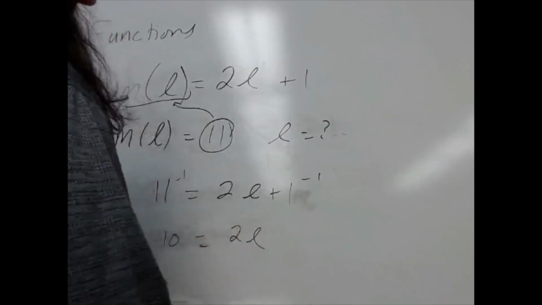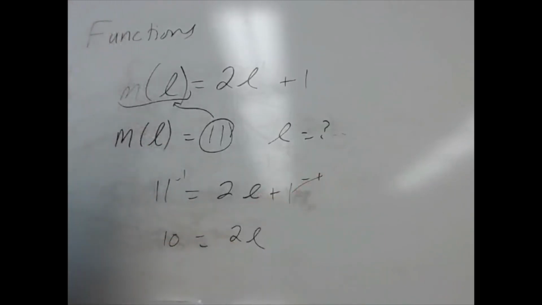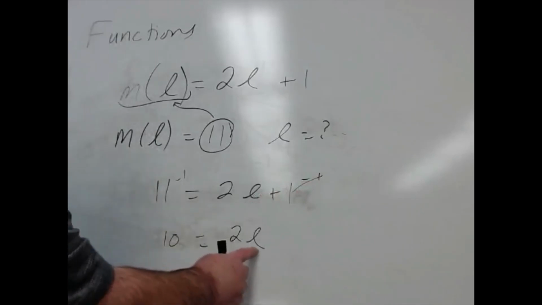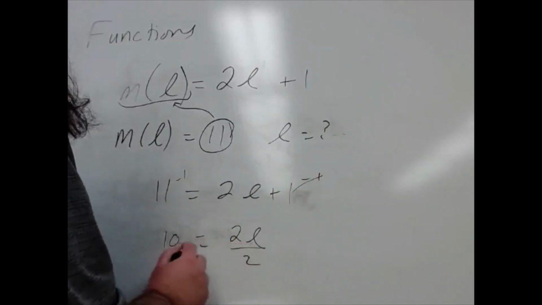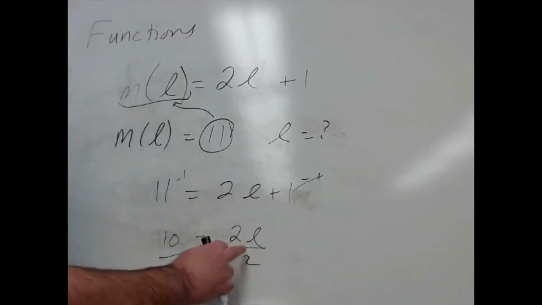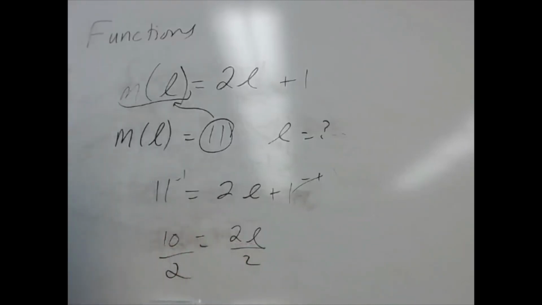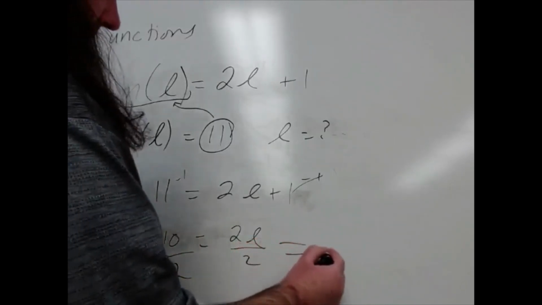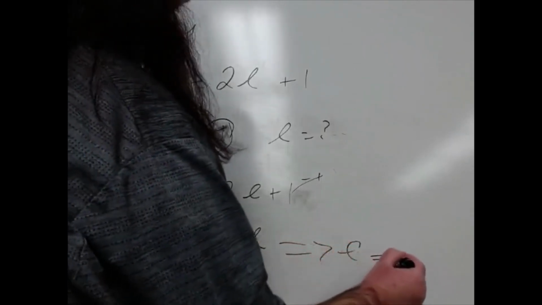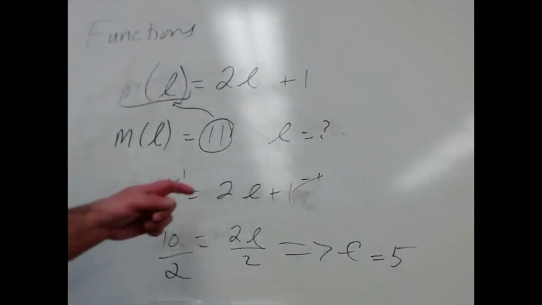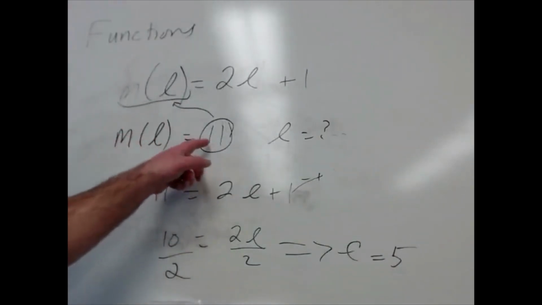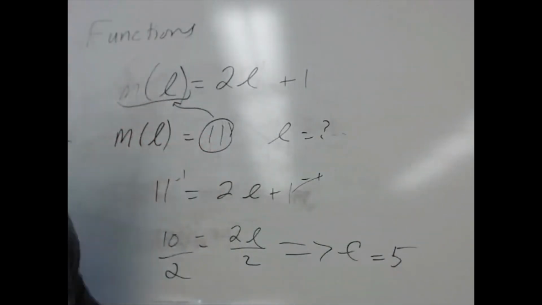1 minus 1 cancels off. And then to find out what L is, I have to get rid of the 2. I would do that by dividing by 2. What you do to one side of the equation, you have to do to the other side, so then that would tell me that L was equal to 5. So that means that since M spit out the number 11, it must have been the number 5 that was put into the function initially.